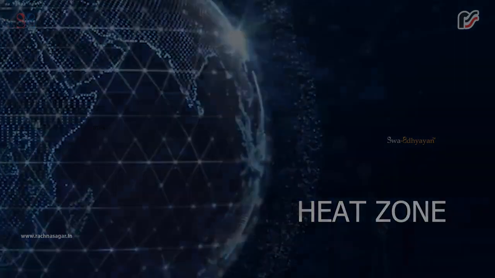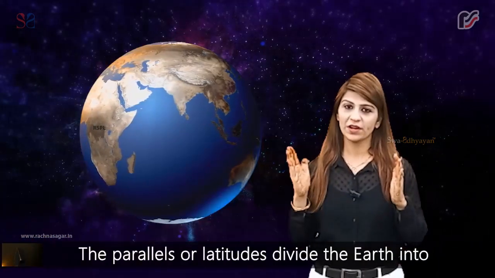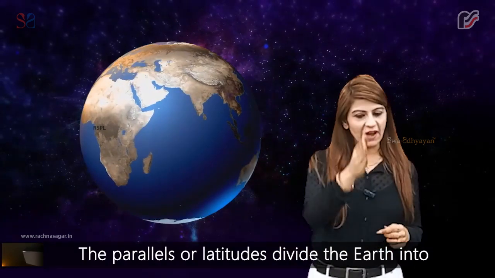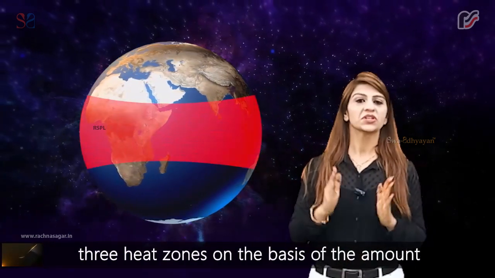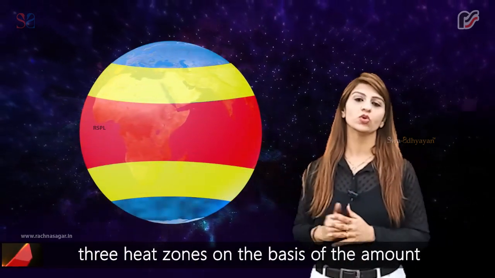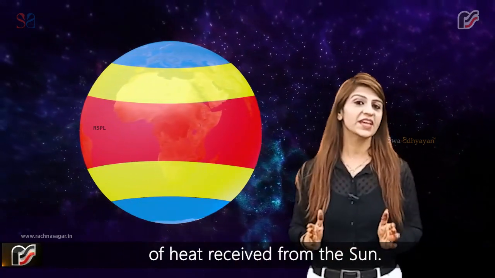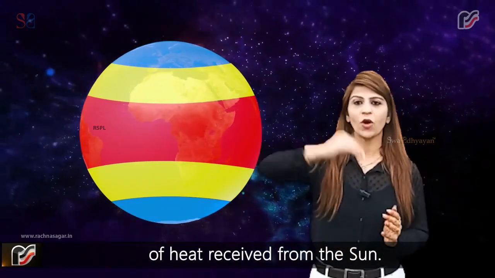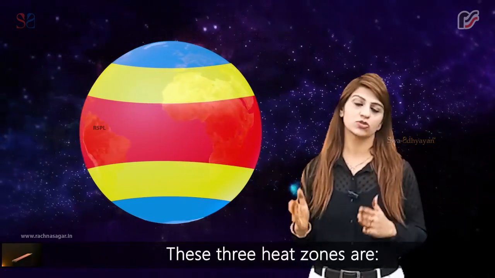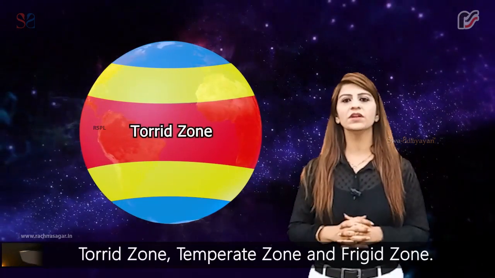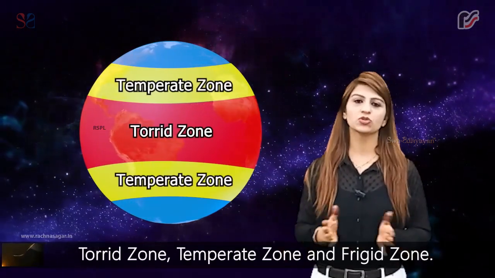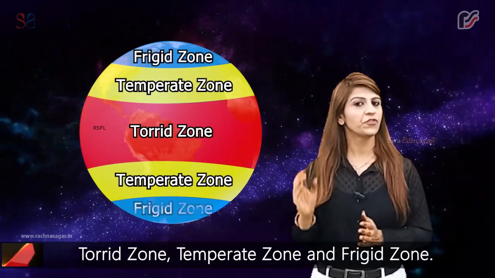Heat zone. The parallels or latitudes divide the Earth into 3 heat zones on the basis of the amount of heat received from the sun. These 3 heat zones are torrid zone, temperate zone, and frigid zone.